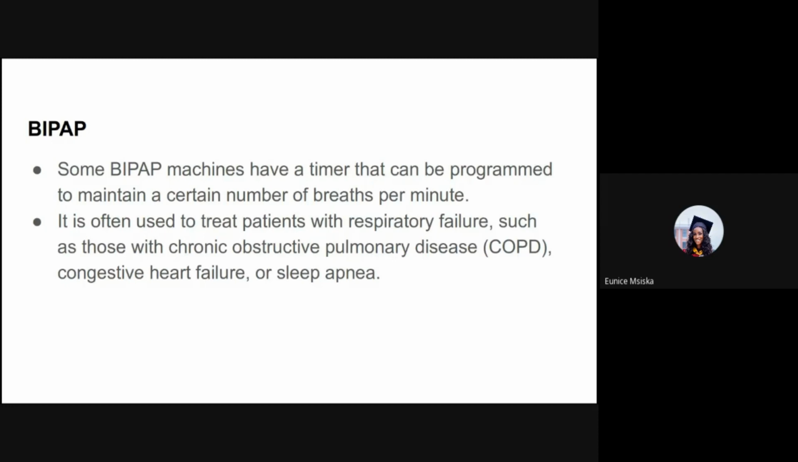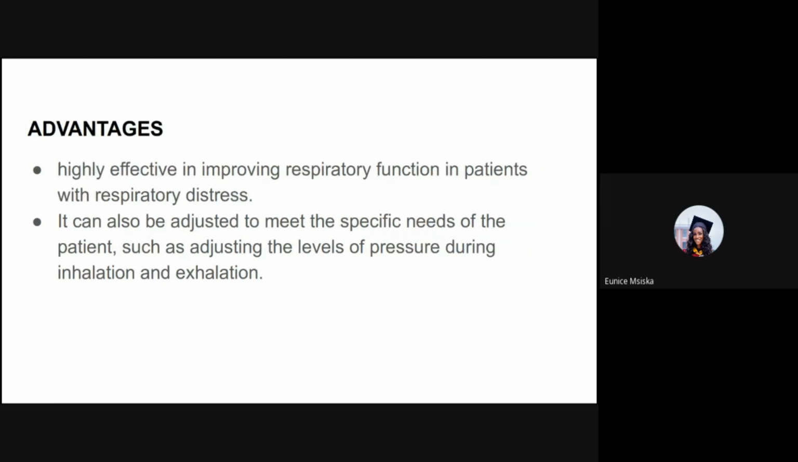Some BiPAP machines have a timer that can be programmed to maintain a certain number of breaths per minute. It is often used to treat patients with respiratory failure, such as those with chronic obstructive pulmonary disease, COPD, congestive heart failure, or sleep apnea. So the advantages of this machine is that it is highly effective in improving respiratory function in patients with respiratory distress.